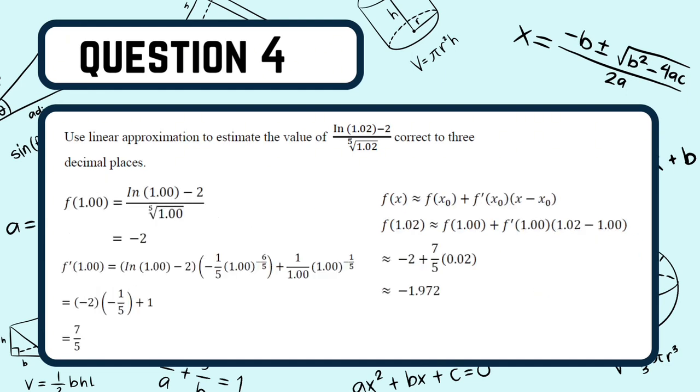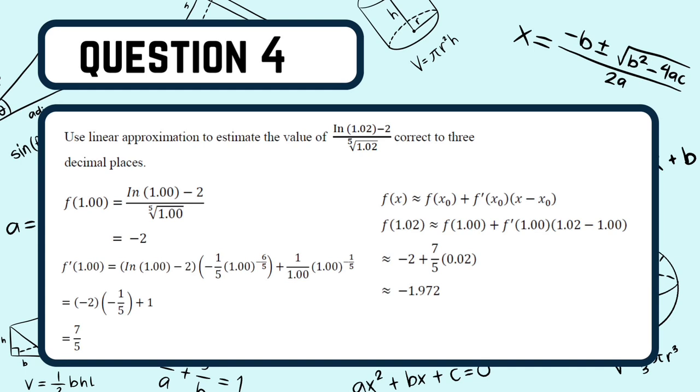Next step, we need to calculate f(1.00). So use the equation from f(x) and substitute 1.00 into x. It becomes ln 1.00 minus 2 over 5 square root 1.00, and then the final answer is negative 2. Same goes for f prime 1.00. We also need to use the equation from f prime x, and then the final answer is 7 over 5.